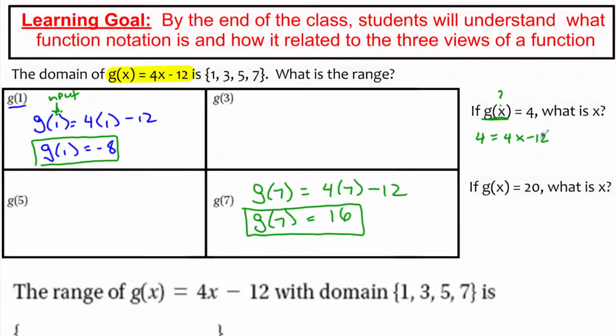Okay, so I'm going to now solve this. This is just regular Algebra 1 solving. Add over the 12, and I get 16 is equal to 4x, which means that the x value, the input value, has to be, when I divide both sides by 4, 4. And I can do the same thing with the next one.